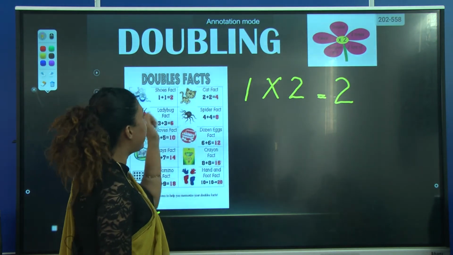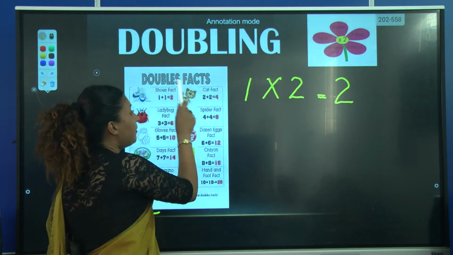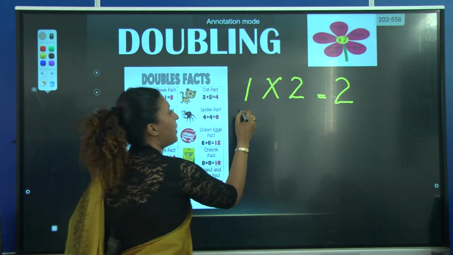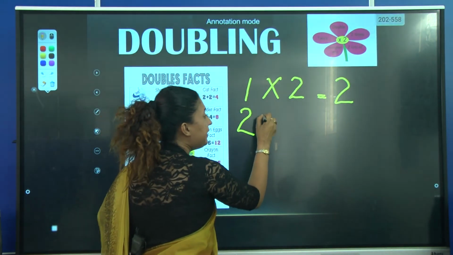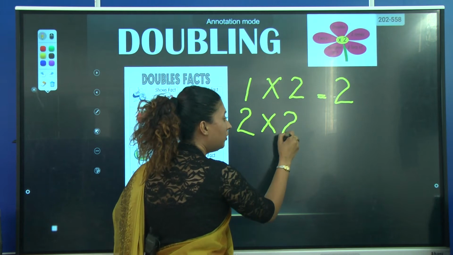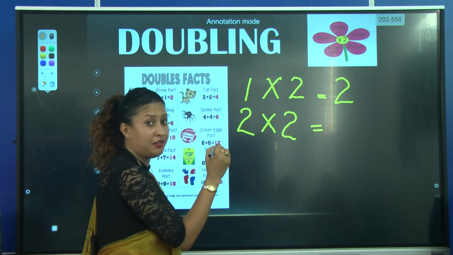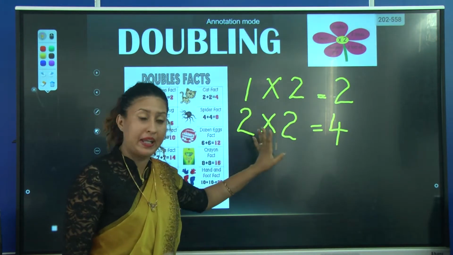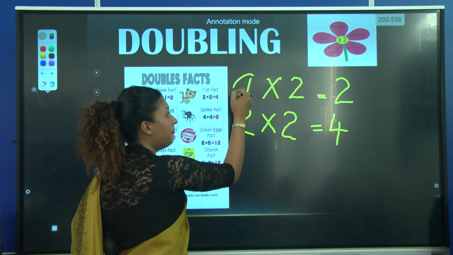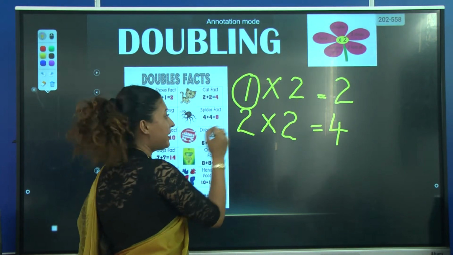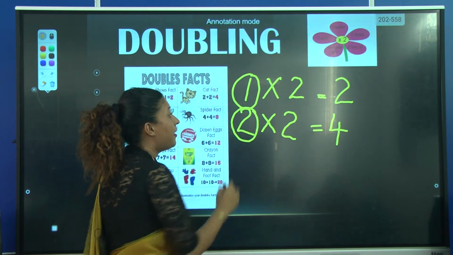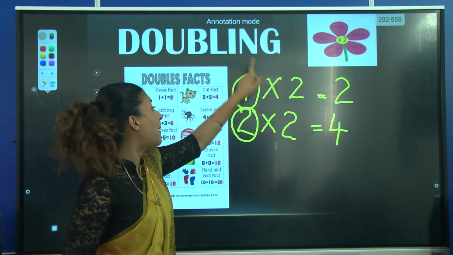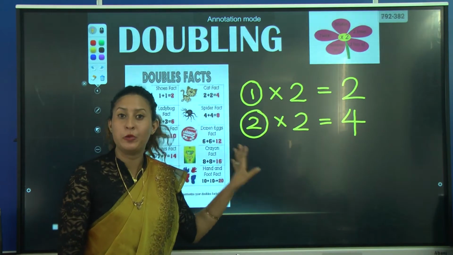Now let's go to the second one. There is 2 plus 2 equals 4, which means 2 into 2 equals how much, children? 4. That is what you call doubling. This given number here, look at this, the number that I am circling. This is the given number. So these numbers we have multiplied by number 2. Okay, I hope you all understood what I just said.